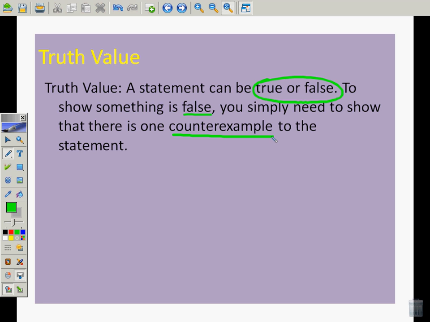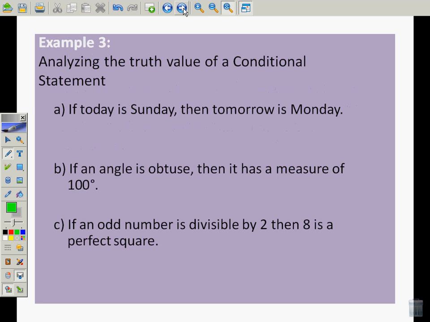Okay, so we're analyzing the truth value of a conditional statement. So let's look at A. If today is Sunday, then tomorrow is Monday. Well, if we're looking at what is actually going on here, today is Sunday. We know the order of the week. So today is Sunday, then tomorrow is Monday. So this would be true.